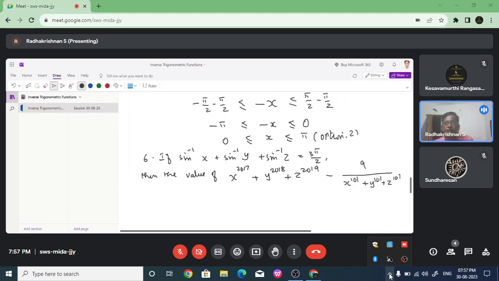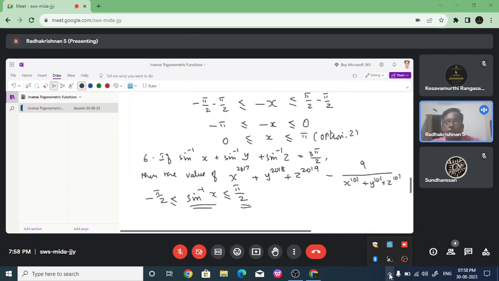So from this, what do you see? Sine inverse of x plus sine inverse of y plus sine inverse of z equal to 3 pi by 2. So can we say something about each of those x, y, and z? What is the range of sine inverse of x? Sometime we were talking about it, right? So minus pi by 2 to plus pi by 2. So the maximum value of sine inverse x is pi by 2, right?